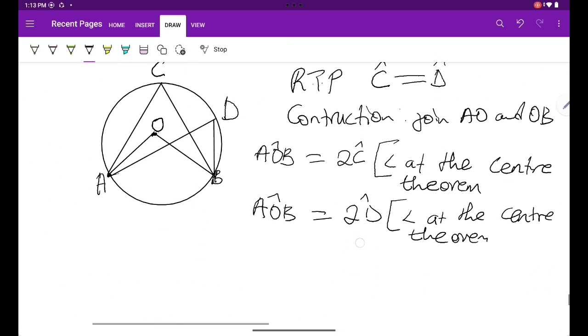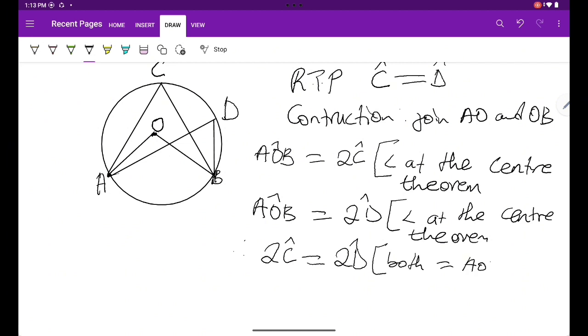Now, you can see AOB is twice C and AOB is twice D. Therefore, we can conclude that twice C is the same as twice D because they are both equal to AOB. So if we divide both sides by 2, then we can say angle C equals angle D. And then we have proved our theorem.